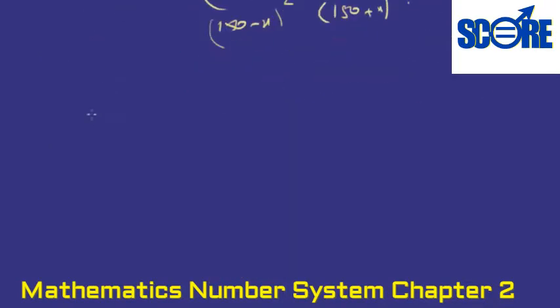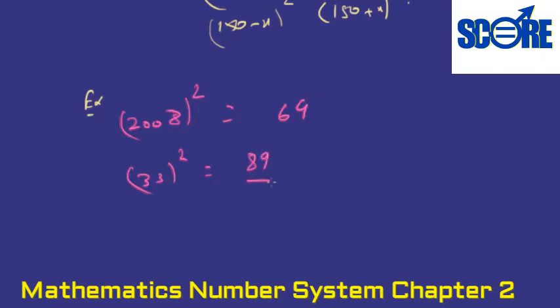For example, 2008 squared: 2008 is 2000 plus 8, and 8 squared is 64, so the last two digits are 64. Now 33 squared: 33 is 50 minus 17, and the last two digits of 17 squared are 89. Similarly, 89 squared: 89 is 100 minus 11, and the last two digits of 11 squared are 21, since 11 squared is 121. In this way we can solve the problem.